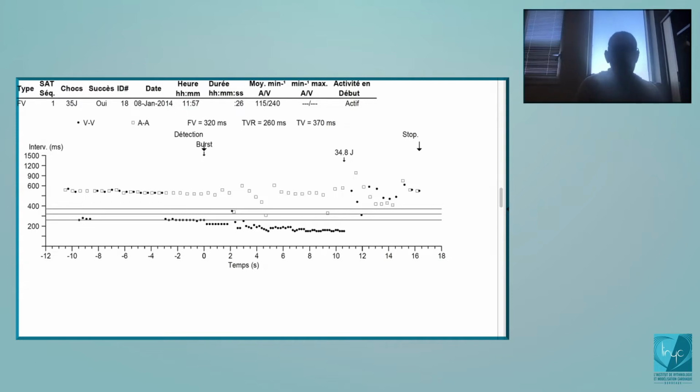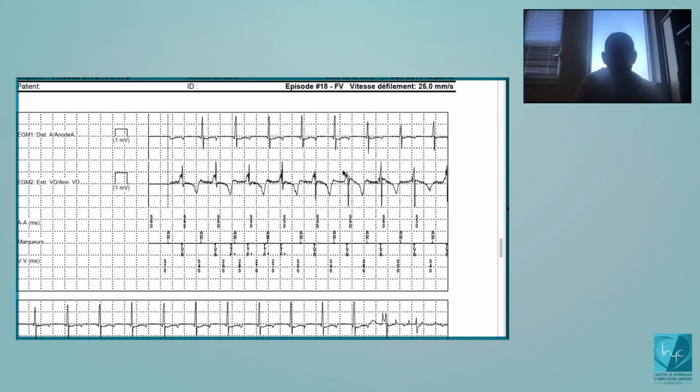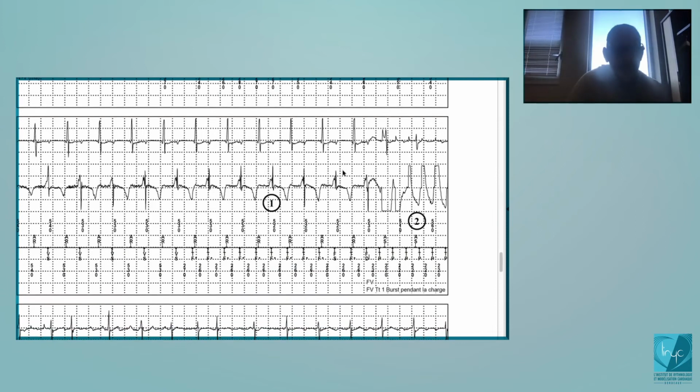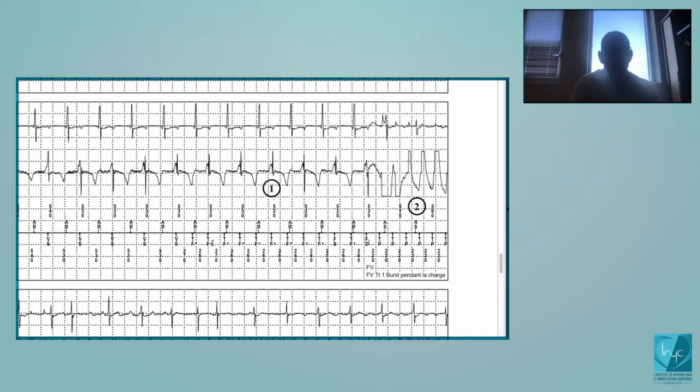Okay. Well, this looks like a real episode of VT. On the plot, it's not obvious. At least there is an acceleration, a burst, maybe dissociation, and then an acceleration, and then one electric shock. Okay, so now if we have a look at the EGM, you see here, the numbers I have added to the tracing. So what happens here?